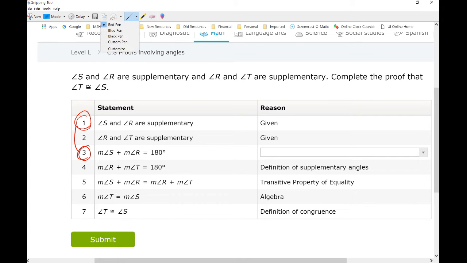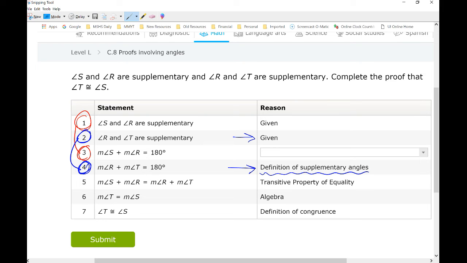And as we look at the statements between 2 and 4, the same thing is taking place there. We've got object language in line 2, and then we transition that to number language in line 4. And that is done here by the definition of supplementary angles. Because we know that they're supplementary, that's given to us, then we can say their measures add up to 180 degrees. How do we know that? Well, we know that because of the definition of supplementary angles. Supplementary angles are two angles that add up to 180 degrees.